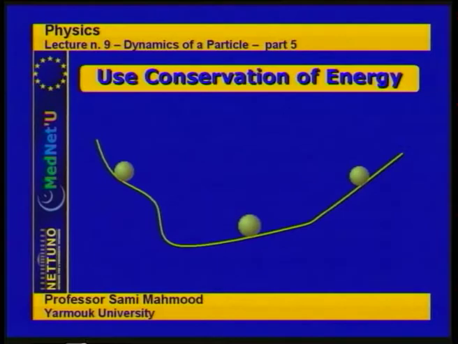So, for example, let's look at this problem where we have a path which is not convenient to analyze at all, and we have an object that is rolling or sliding across this path. It would be extremely difficult indeed to use Newton's laws of motion to analyze this motion and to obtain the velocities and the other unknowns that we are after.